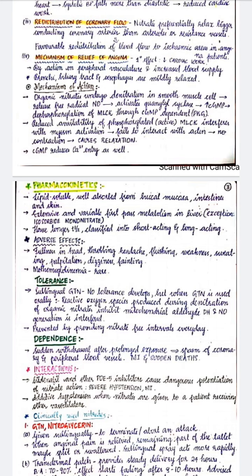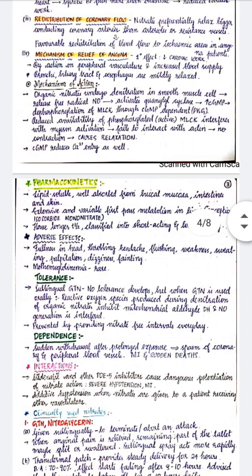In the smooth muscle cells, the organic nitrates undergo denitration. This releases a free radical called nitric oxide, which activates guanylyl cyclase, increases the levels of cyclic GMP, which reduces the calcium entry, and dephosphorylates MLCK, that is myosin light chain kinase, through a cyclic GMP mediated protein kinase. This reduces the availability of active MLCK, which interferes with myosin activation. Hence, myosin will not bind with actin, contraction is prevented and causes relaxation.